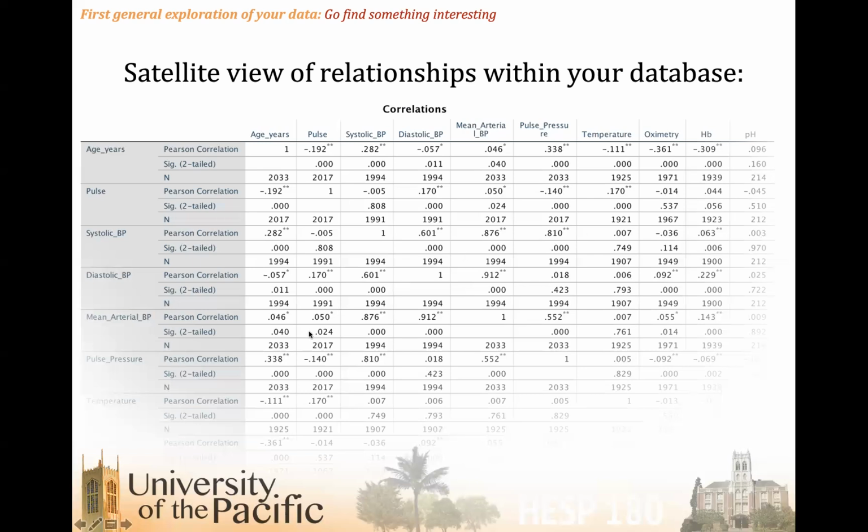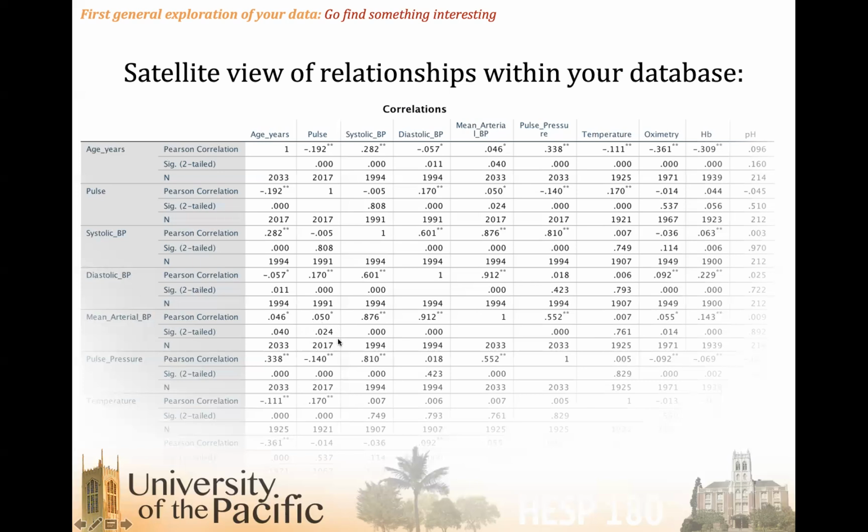Okay, here's one. Mean arterial blood pressure and heart rate. So as mean arterial blood pressure goes up, this is positive, the R, the Pearson correlation coefficient, is positive. As mean arterial blood pressure increases, so does heart rate, pulse, right? And there's a p-value of 0.024.